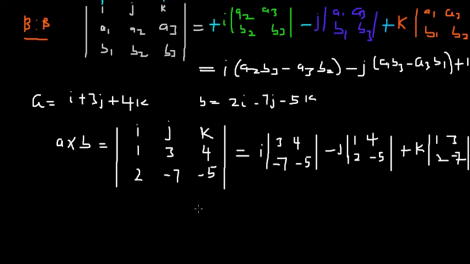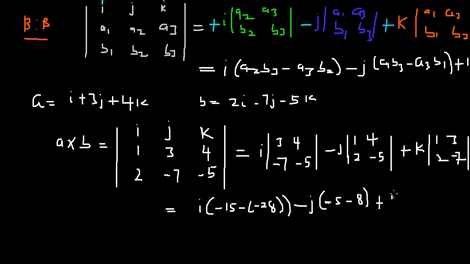So we have I. So we have 3 times minus 5, that's minus 15, okay. And then minus, minus 7 and 4 will give us minus 28, okay. Close that, and then minus j we have 1 by minus 5 will give us minus 5, minus 2 by 4 will give us 8. Then our k, 1 by minus 7 is minus 7 minus 2 by 3 is 6, okay.